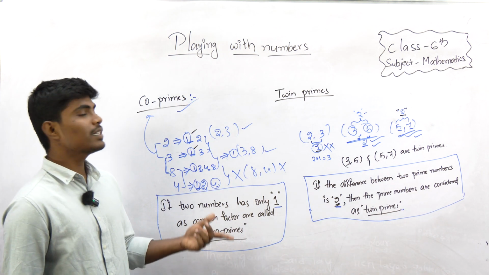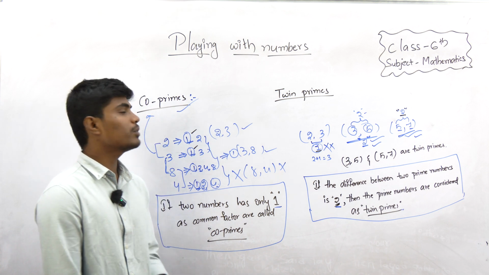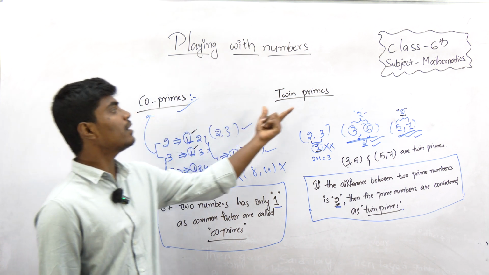Here we have discussed what are factors, what are prime numbers, what are composite numbers, what are co-primes and twin primes.